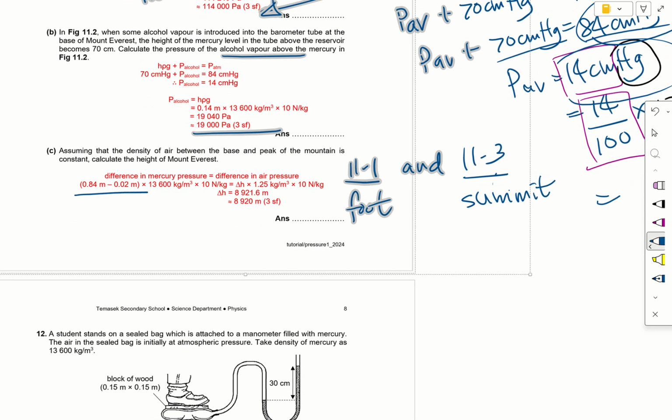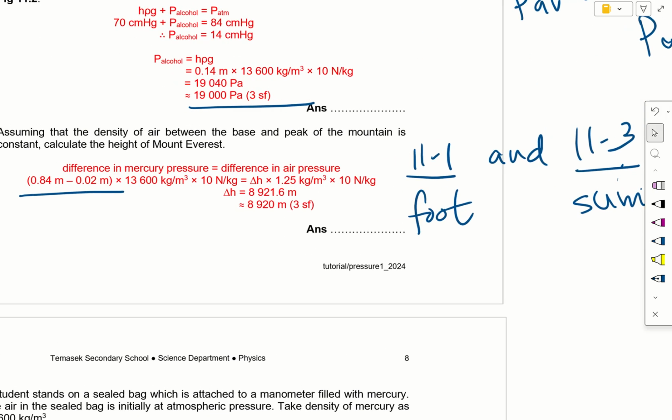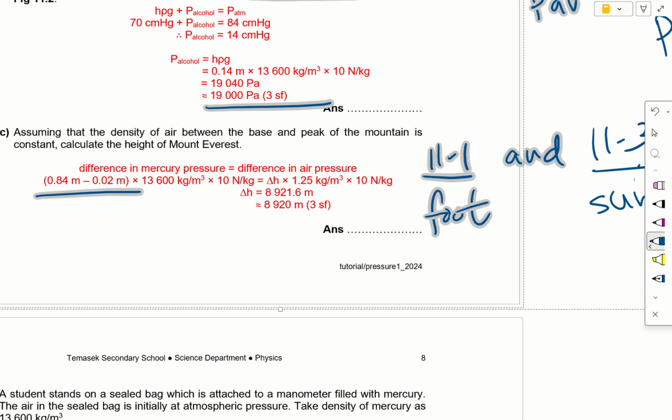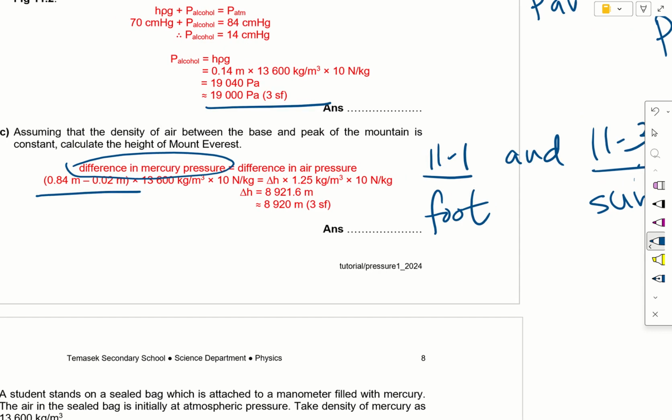If I take the height in the liquid level, I can find the difference in the mercury pressure, and this will be equal to the difference in the air pressure. Because if they are at the same height, then there won't be any difference, but now there's such a big difference of 0.82 meters.